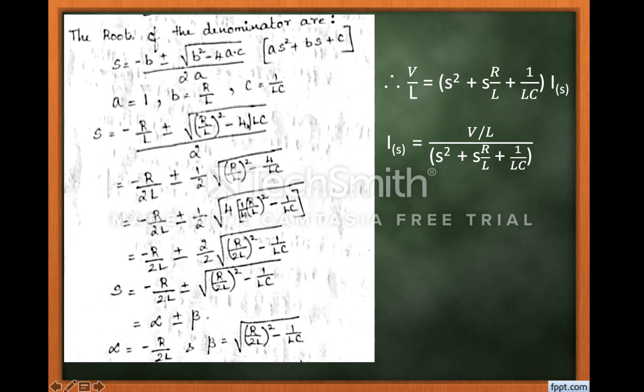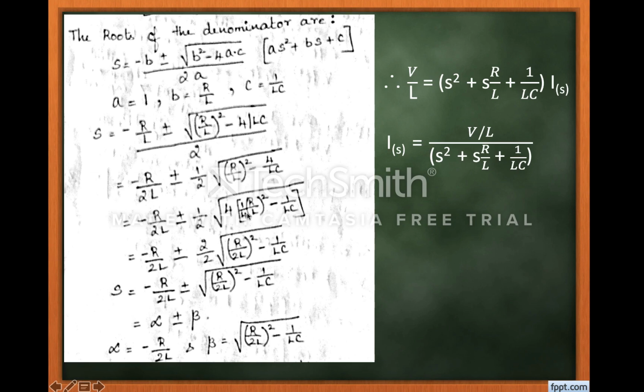Now take 1/2 inside. The denominator term, when taken over here, becomes -R/2L, and when taken over here, it is 1/2. Now take this 2 inside the square root. When you take it inside, already you have a 4 term over here. So therefore 4, when you take it outside, it becomes (R/L)² divided by 4 minus 1/LC multiplied by 4, which is under the root.